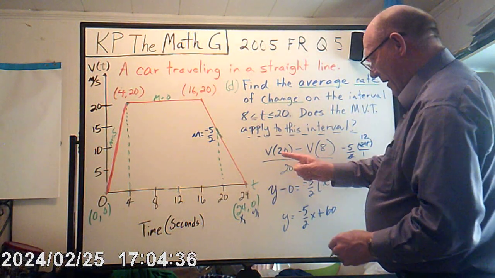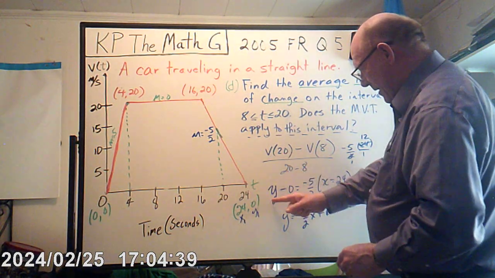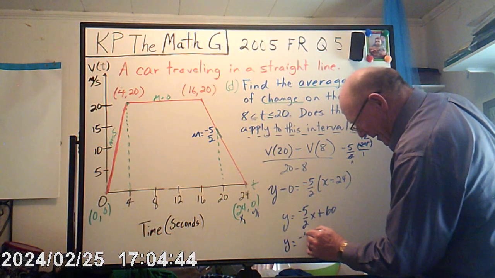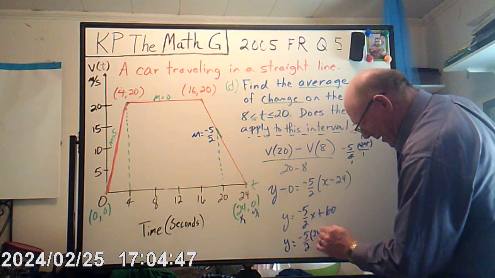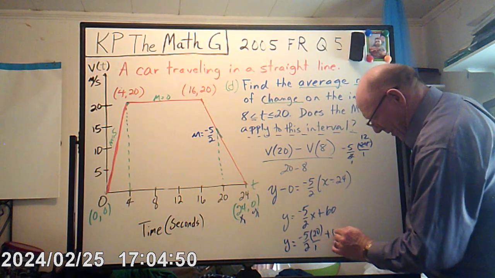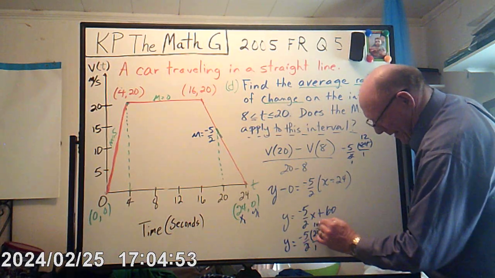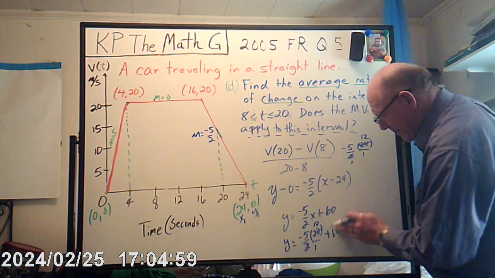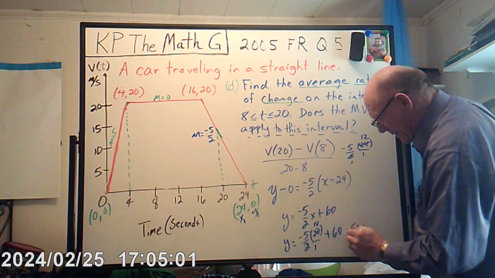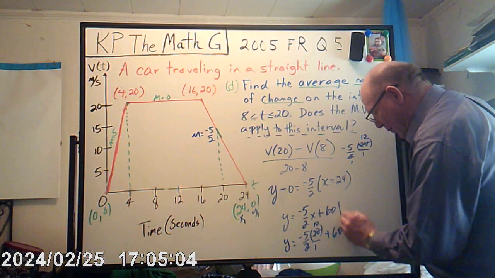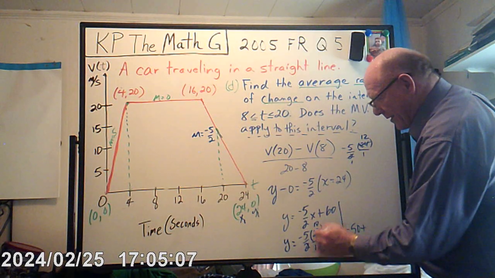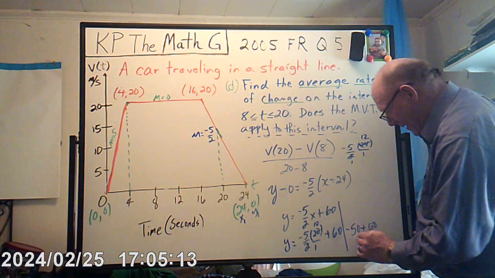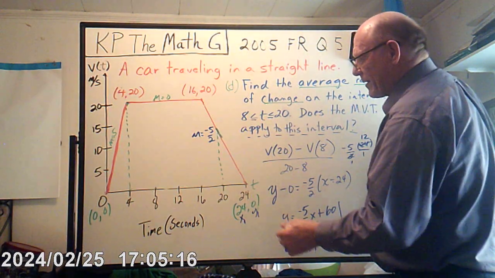And then when I plug in 20 right here, this is kind of like v at 20. So y is equal to negative 5/2 times 20 over 1 plus 60. And we see this is immediately negative 50 plus 60. Negative 5 times 10 is negative 50, plus 60 is 10. We know that's 10, and it looks like it is anyway.